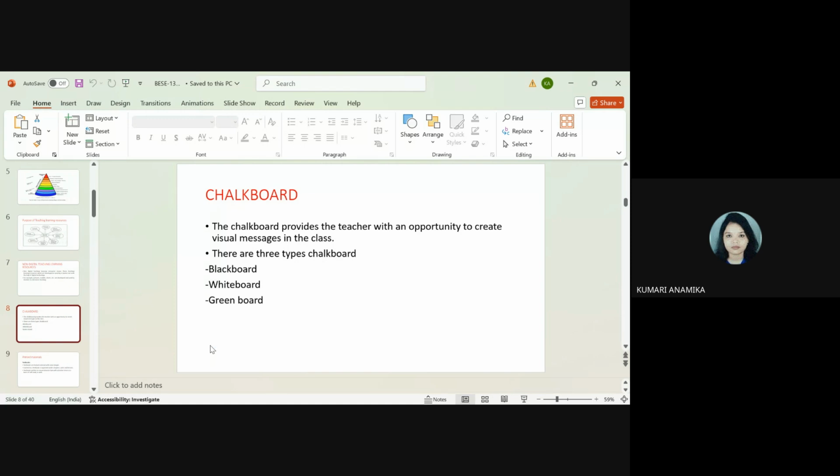Suppose the size of the board is very long, so what we can do, we can divide the entire space into two to three parts. But what is the purpose behind dividing the space? We divide the space because if I am using the entire board at a time, writing something and erasing it after writing because I do not have much space, what will happen, the students write very slowly.